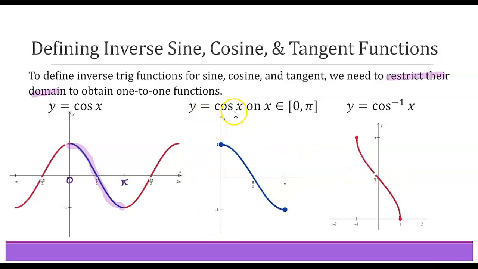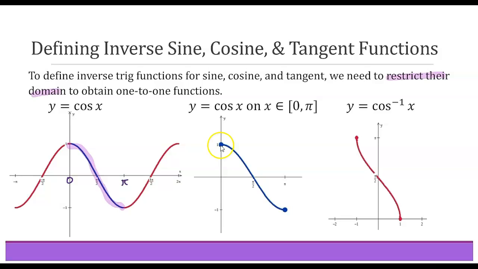So we're looking at y equals cosine x on the x values in the interval from 0 to pi. That's what this notation means. We're looking at just this select part of the cosine graph. And this part of the cosine graph is 1-to-1. If I draw a horizontal line anywhere, it's only going to intersect the graph one time. So you can see this is a 1-to-1 function, this piece anyway. What that means is that I can find its inverse.